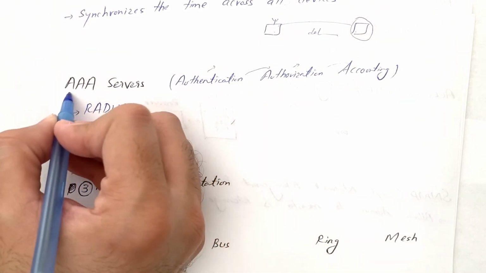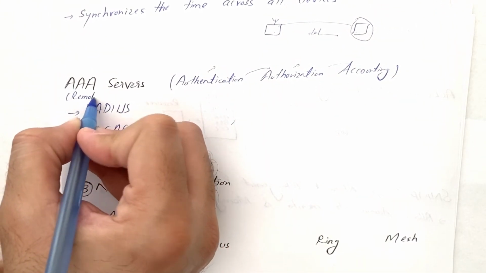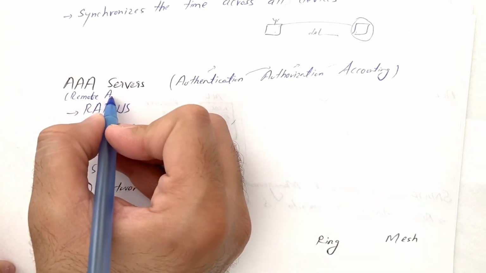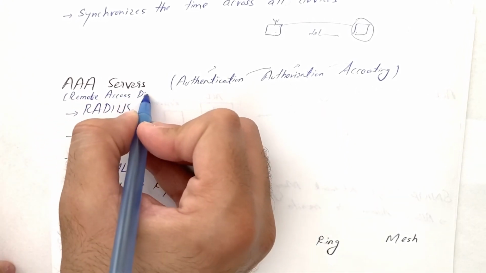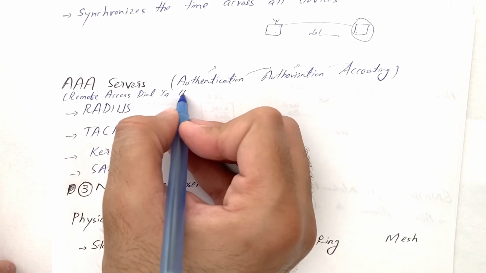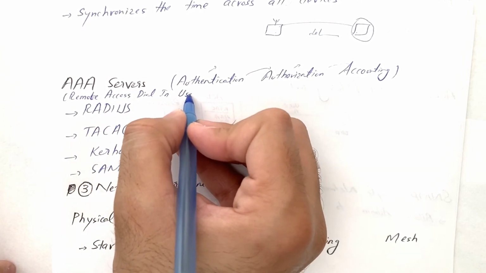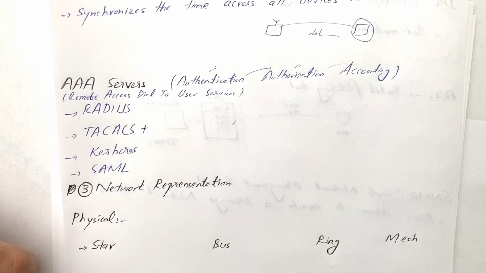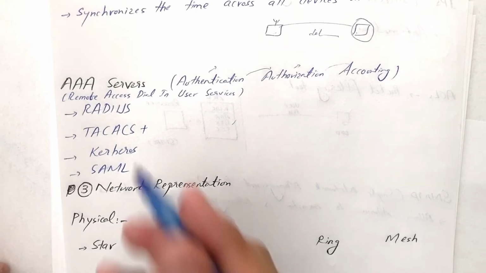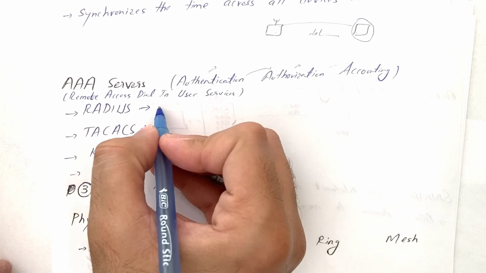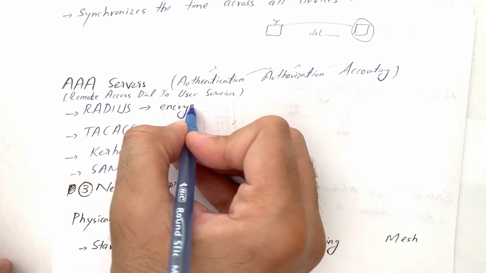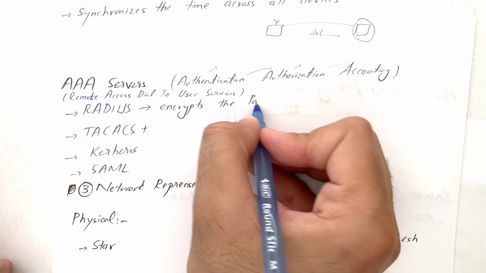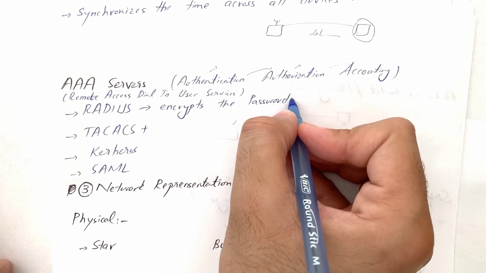Radius stands for Remote Access Dial-In User Service. It was invented back in the 1990s, and because it can handle an enormous amount of traffic, it became the telecom industry standard back then. We still use that in our local area network, but what Radius does is it only encrypts the passwords, and the rest of the communication is unencrypted.